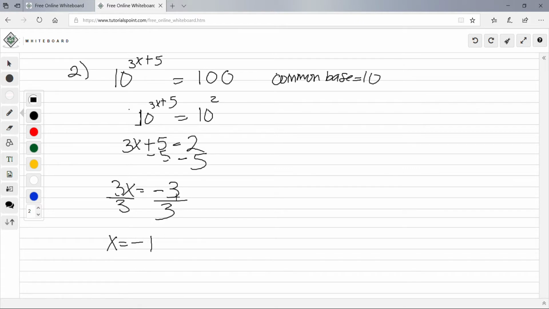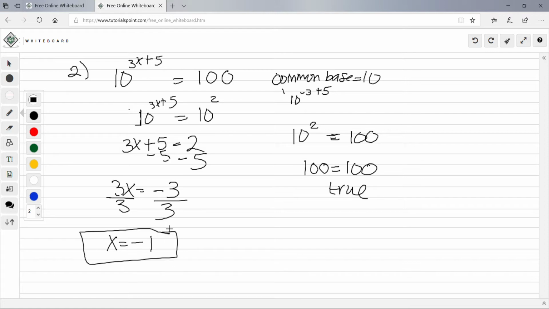Now let's check it. You put negative 1 back into the original equation. 3 times negative 1 is negative 3, plus 5 is positive 2. So it's like 10 to the negative 3 plus 5. Is this true? That equals 100. Does 10 to the second power give you 100? Yes. So it's true, so we can say x equals negative 1. The main goal is to get the same base and then solve for x.